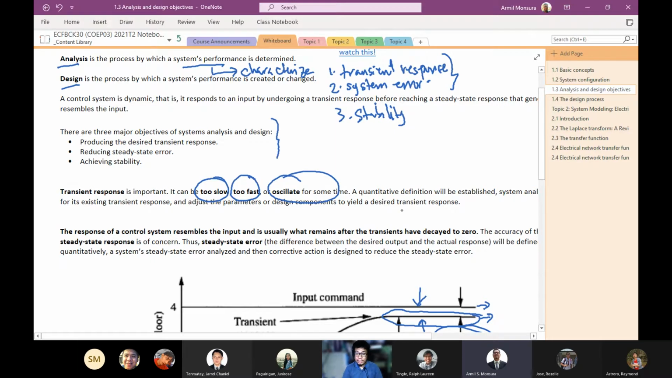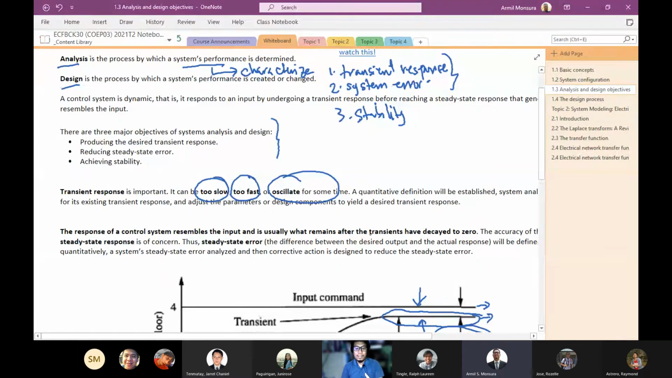Pag yung system mo ay hindi stable. Okay? So, an unstable system is unusable, okay, and unsafe to use. That's one thing that we have to remember. So that is why it is really important that we characterize our system to be stable.